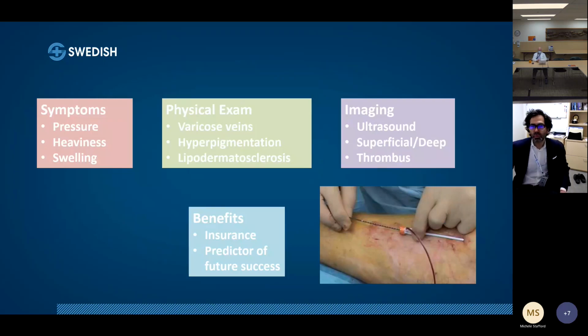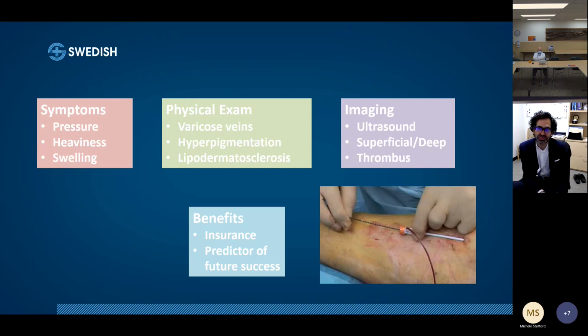And so when people are referred to me for venous insufficiency, I really think about 3 areas to try and confirm that diagnosis. The first are symptoms. And when I talk to patients, I really try and get a good history from them in terms of their symptoms, when the symptoms started, if there were any inciting events that initiated their symptoms, and then ask them to kind of describe their symptoms.